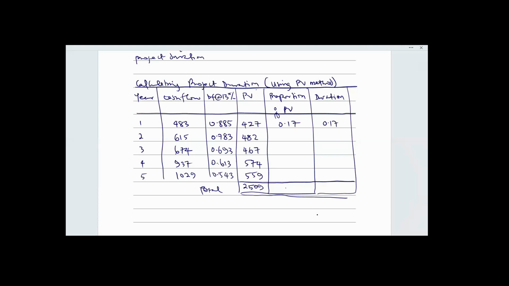Next one. 0.19. What you have in your calculator multiplied by 2. Prosper, you can start from year 5 so that it will be faster. 0.38.